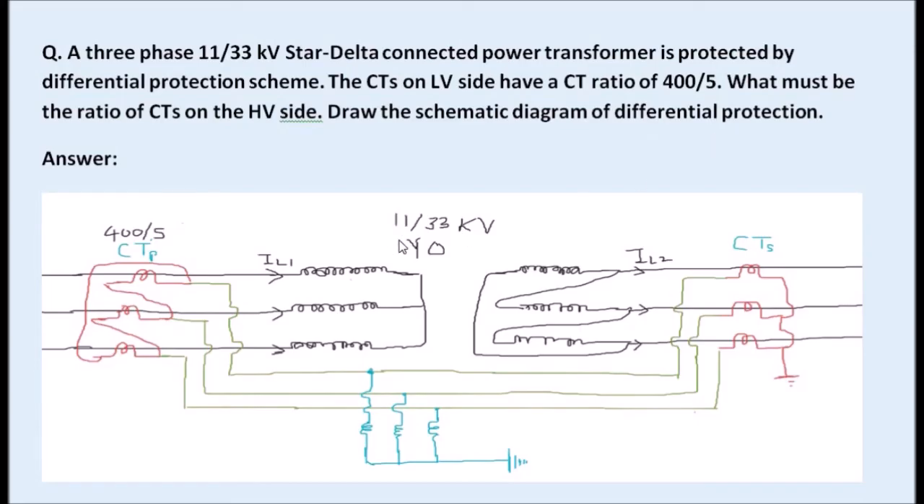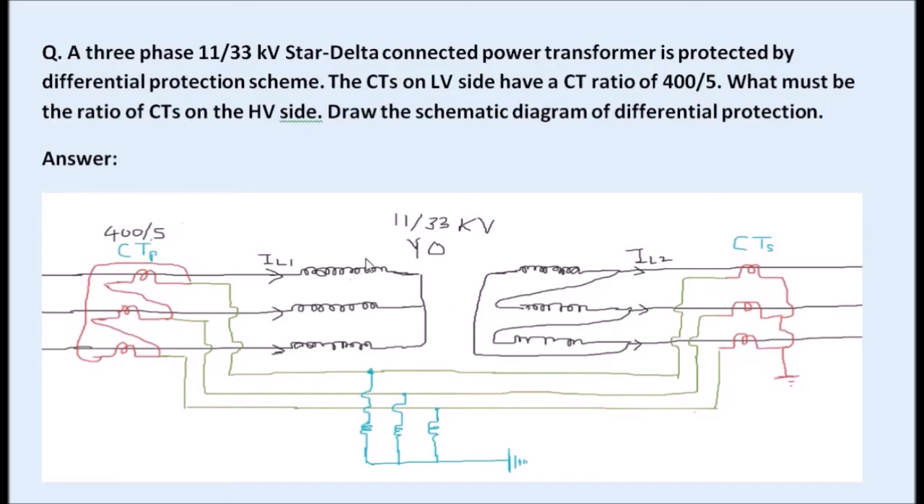See, this transformer is a star delta type transformer, 11 by 33 kV. That is, the star side, 11 kV, is the low voltage side, which is connected in star, and 33 kV is the high voltage, that is the secondary side, and it is connected in delta.